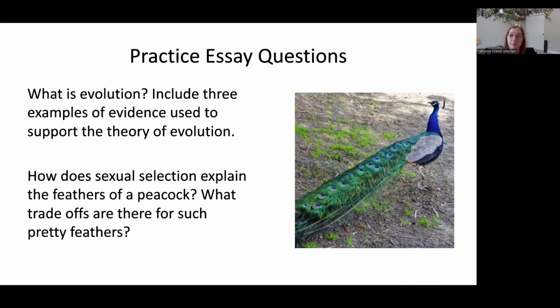Evolution is change over time. We see this in microevolution, which is change in allele frequencies and genotype frequencies over time, and in macroevolution, which is speciation, the creation of new species, or extinction, the loss of species over time. Examples of evidence used to support the theory are fossils. We can see extinct organisms that no longer exist. We can see transitions in the fossil record.